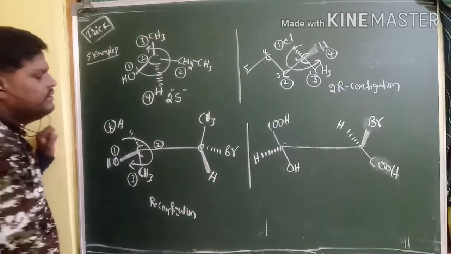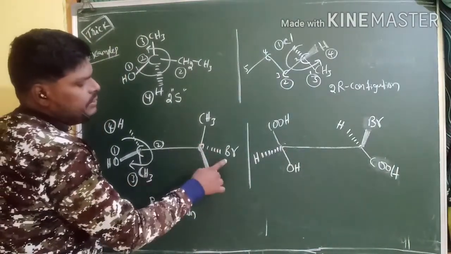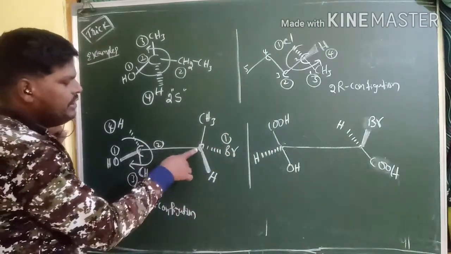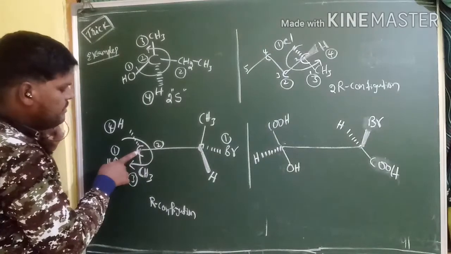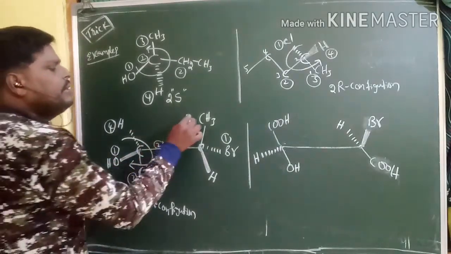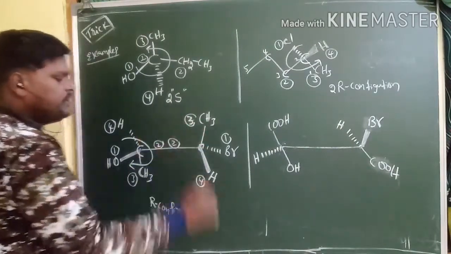Next, coming to this one. Here this is the chiral center. CH3, bromine, hydrogen. So bromine is the first priority. What about the second priority? Here carbon, but the next, higher second priority is oxygen. That's why this is the second priority, and third priority, and the least priority here.